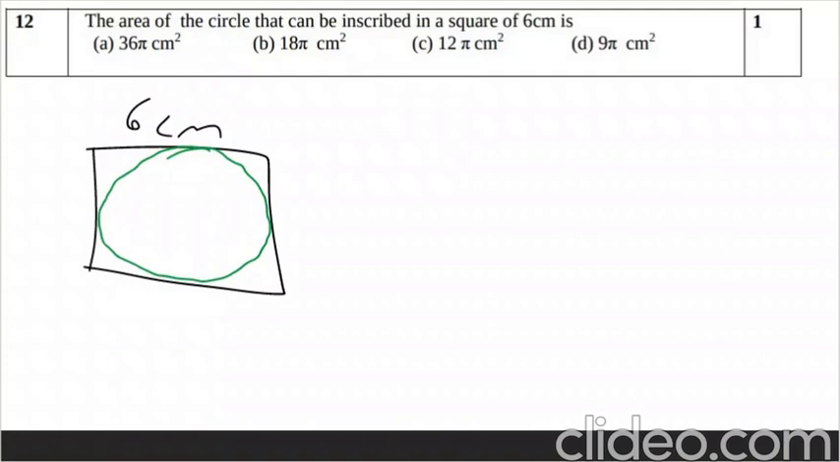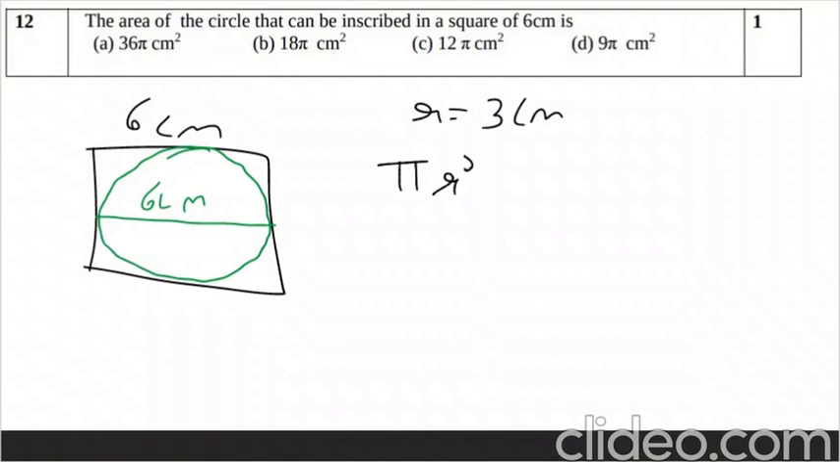So what will be this thing? The whole diameter will also be 6 cm, right? So now, what will be the radius? Radius will be half of the diameter, that is 3 cm. Next, we have to find the area, right? So area we'll find by the formula pi r square.